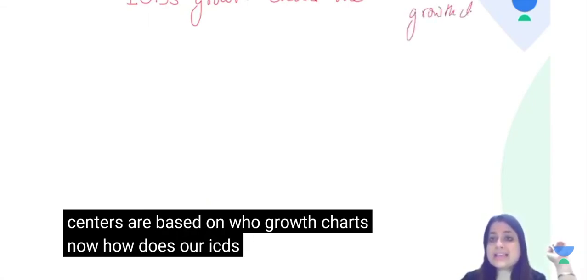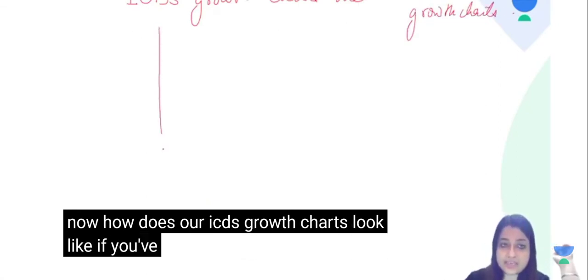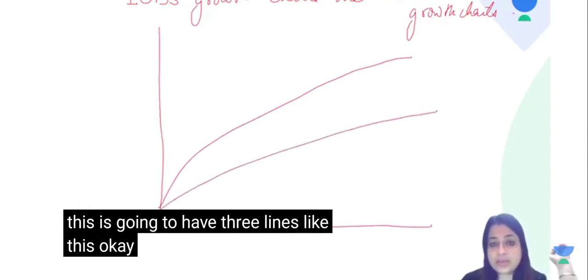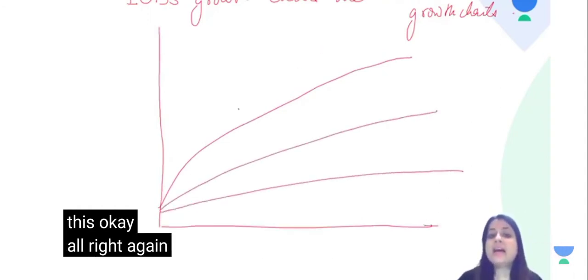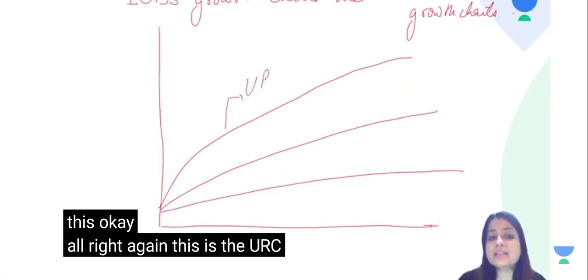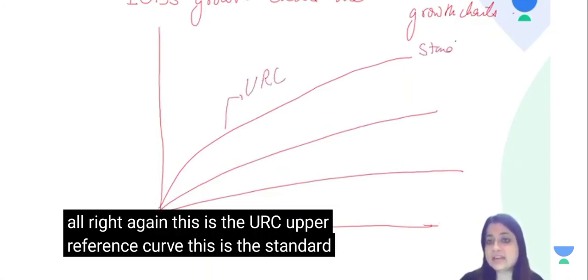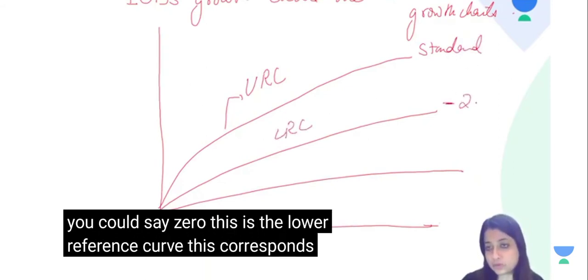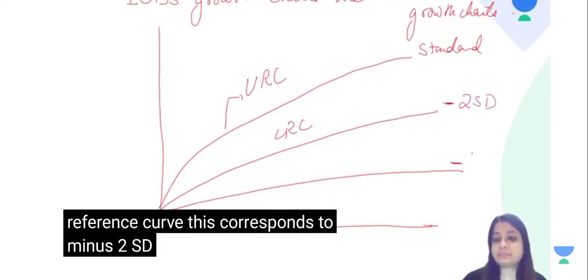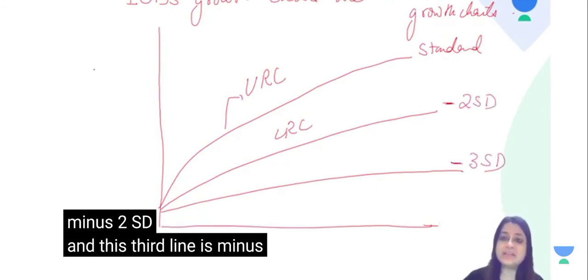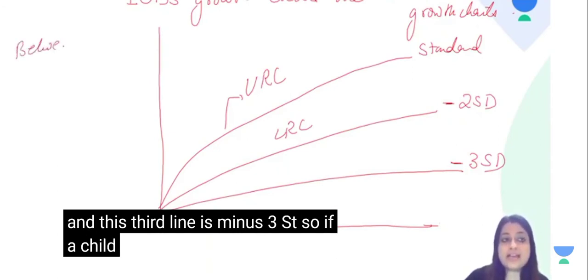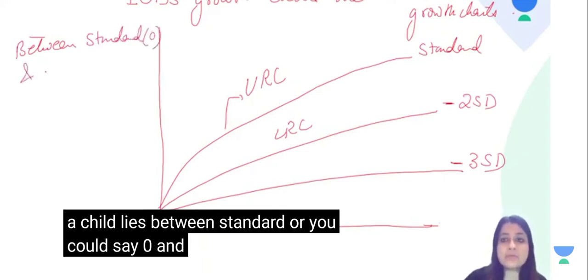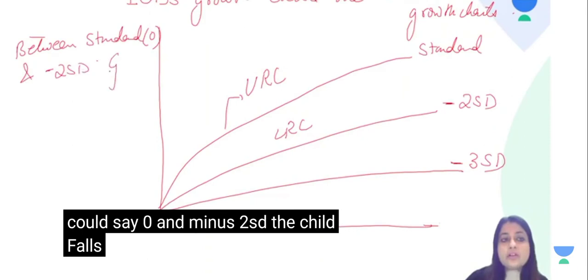Now, how does our ICDS growth chart look like? If you've seen an ICDS growth chart, this is going to have 3 lines like this. Again, this is the URC, upper reference curve. This is the standard, or you could say 0. This is the lower reference curve. This corresponds to -2 SD. And this third line is -3 SD. So, if a child lies between standard, or you could say 0, and -2 SD, the child falls in which zone?